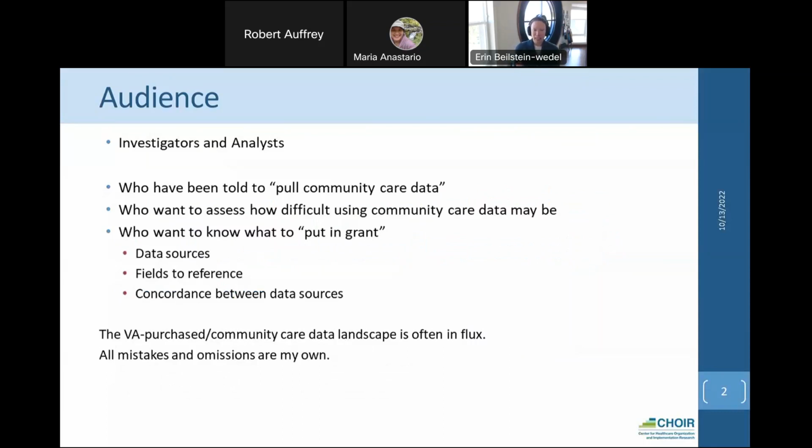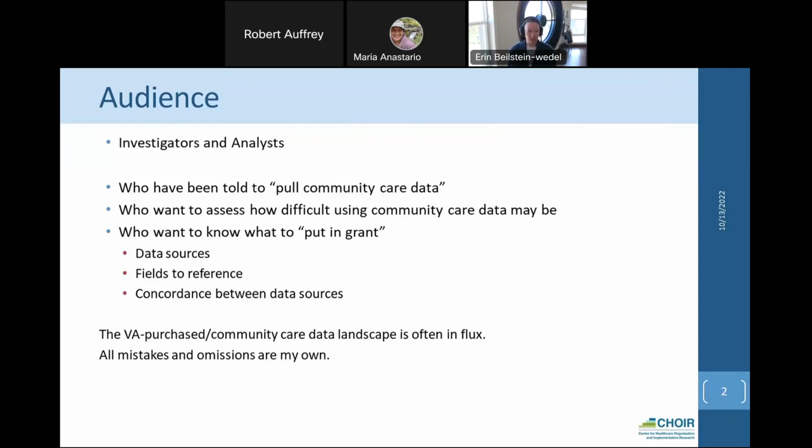So who is this talk for? It's kind of broad. It's for both investigators and analysts because we all have different roles at different points in time. Those who have been told to pull community care data, or those who just want to assess how difficult or easy using community care data might be for their project, and those who want to know what to put into a grant. What kinds of data sources should you reference if you need to be concerned about fields or merging your data onto other domains, what kinds of things should you look for, and also the concordance between data sources for community care.